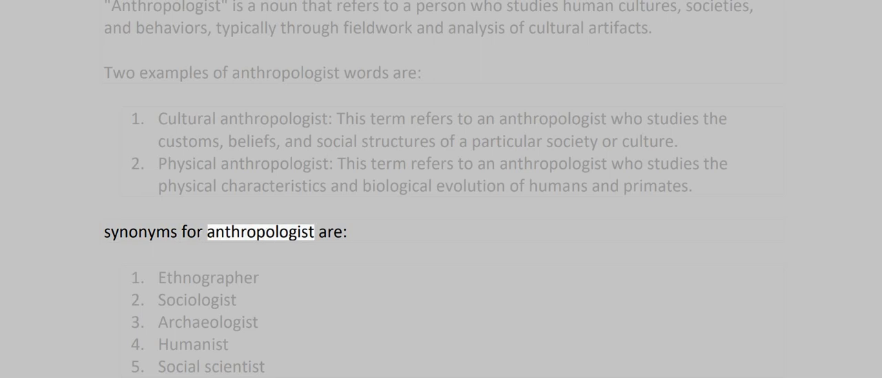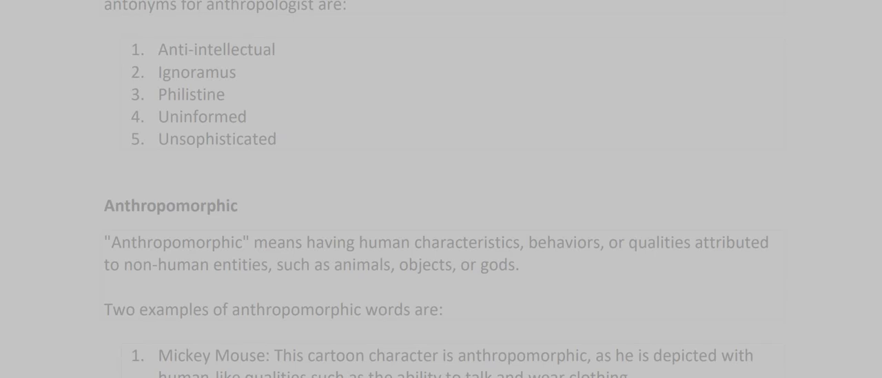Synonyms for anthropologist are 1. Ethnographer. 2. Sociologist. 3. Archaeologist. 4. Humanist. 5. Social scientist. Antonyms for anthropologist are 1. Anti-intellectual. 2. Ignoramus. 3. Philistine. 4. Uninformed. 5. Unsophisticated.